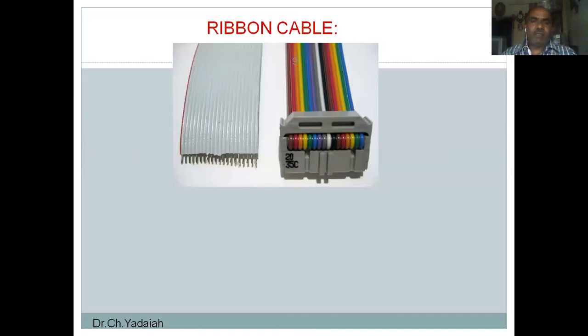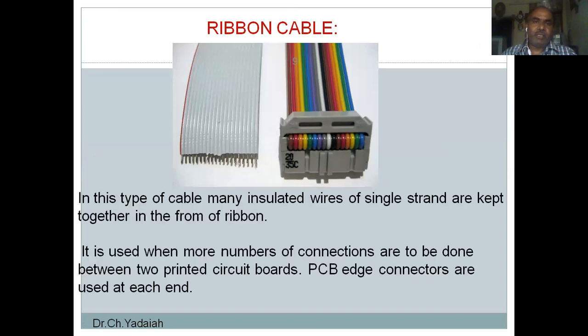Further details on ribbon core cables: you can see in this type of cable, many insulated wires. This is one conductor, second, third, fourth, fifth, sixth, seventh, eighth, and ninth. These are all conductors. This number of insulated wires of single strand are kept together in the form of a ribbon, and it is used when a larger number of connections are to be made between two printed circuit boards (PCBs). The PCB edge connectors are used at each end. This is one connector and this is another connector, simply connected by using this. So these are generally used in electronic systems and computers.